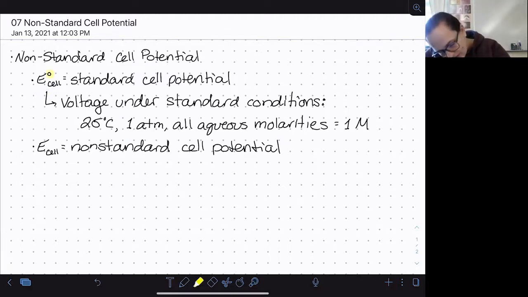This little degree sign here, this naught symbol, is indicating that it is a standard cell potential, which means that we are at standard laboratory conditions, 25 degrees Celsius and 1 atmosphere of pressure, and that all aqueous molarities are equal to 1 molar. So our non-standard cell potential is just E cell. And what we're going to be focusing on is how changing concentrations can change our cell voltage.